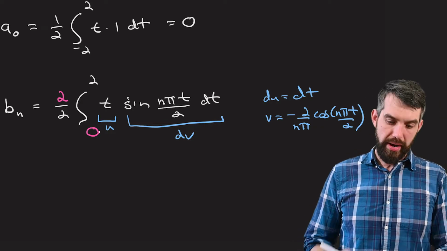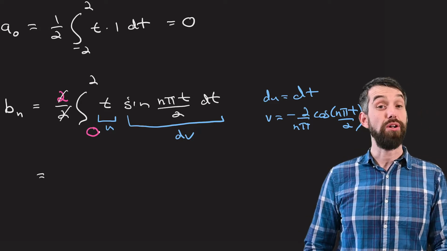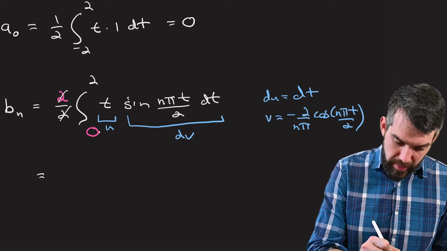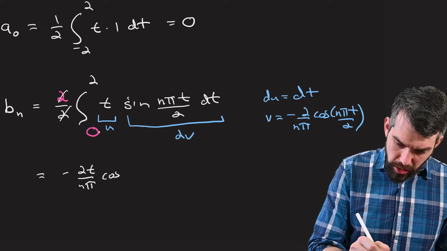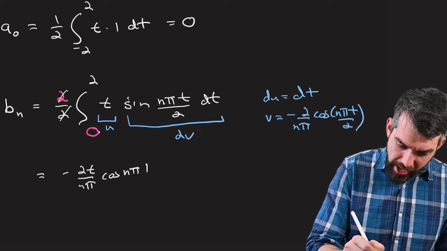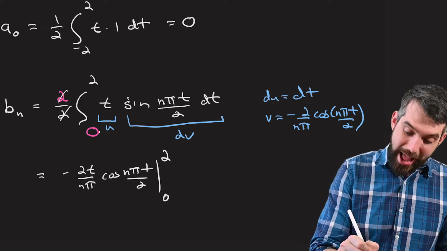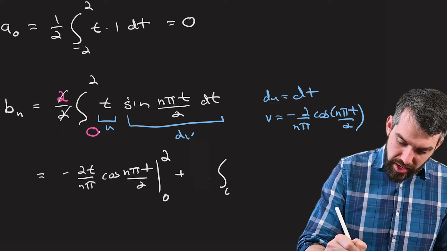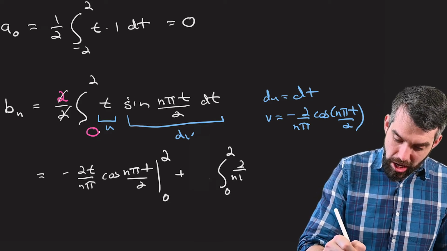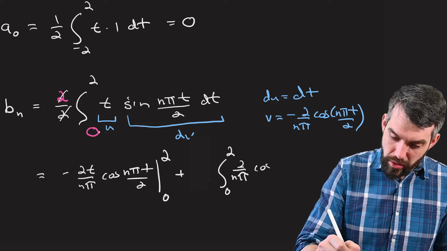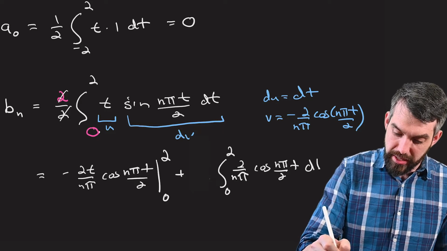There we go. All right, so I now just need to plug all of this in. The 2's cancel out the front, so I don't have to worry about any of that. I'll do my u times v, so this is going to be -2t divided by n pi times cosine of n pi t divided by 2, evaluated between 0 and 2. I then subtract a negative, so that's going to be a plus. The integral from 0 up to 2 of 2 divided by n pi, again I've already dealt with the minus sign, cosine of n pi over 2 times t, integrated dt.